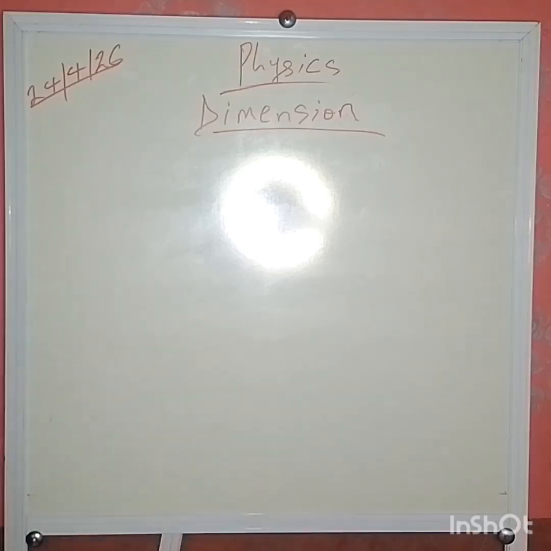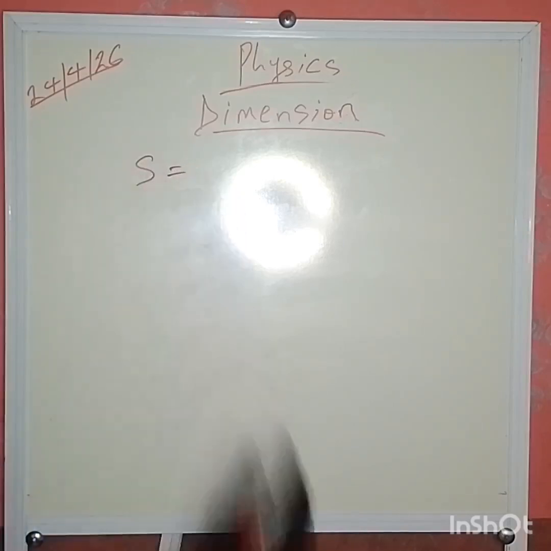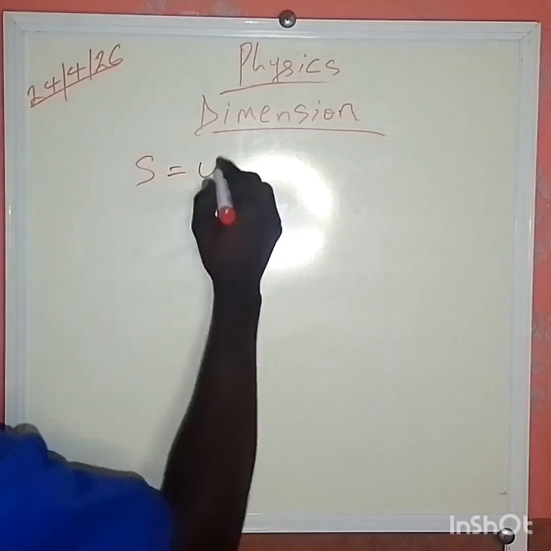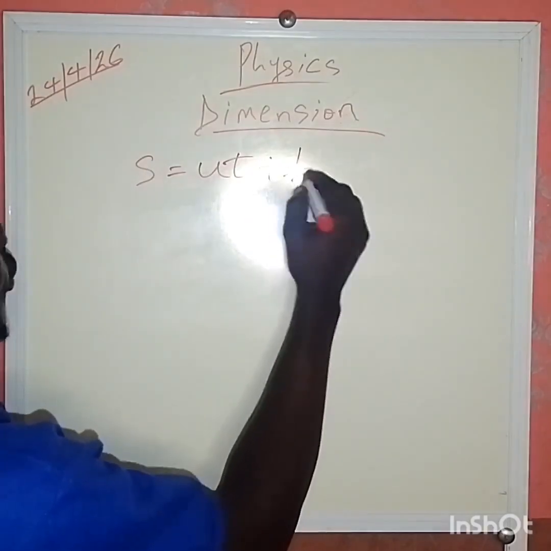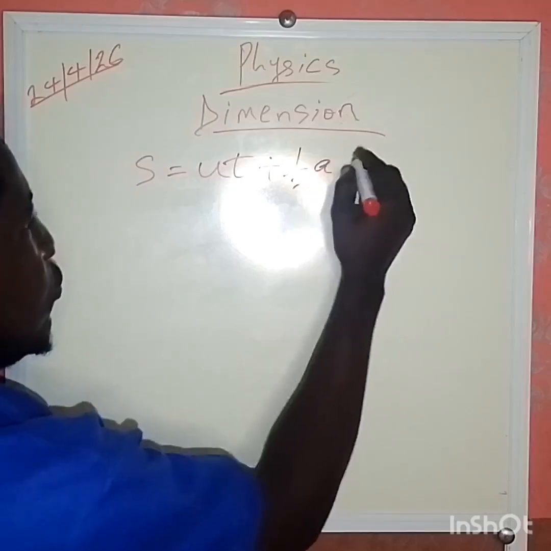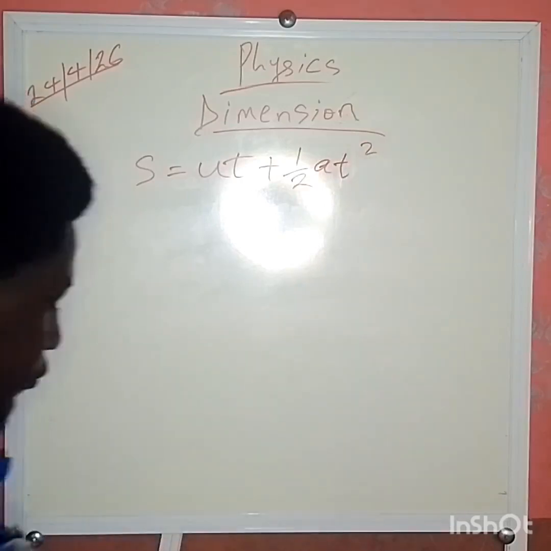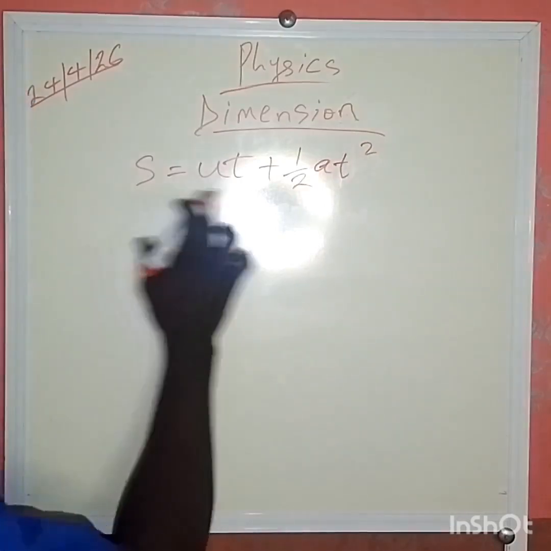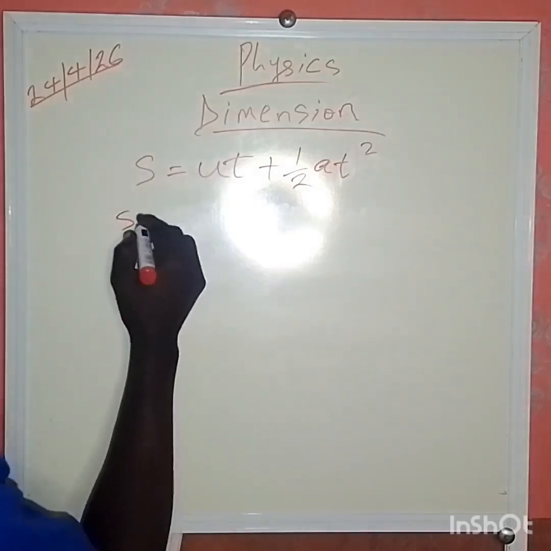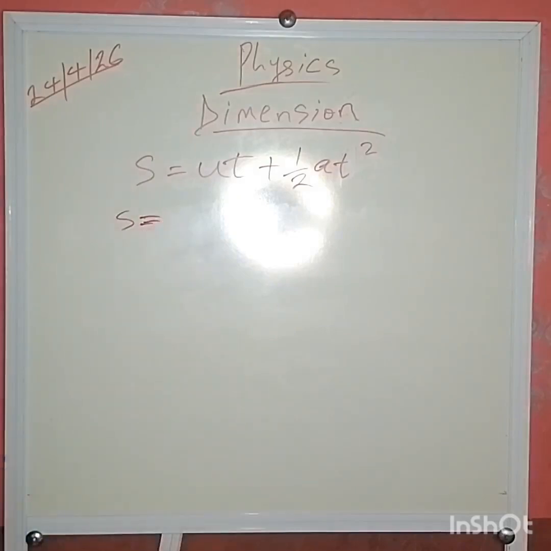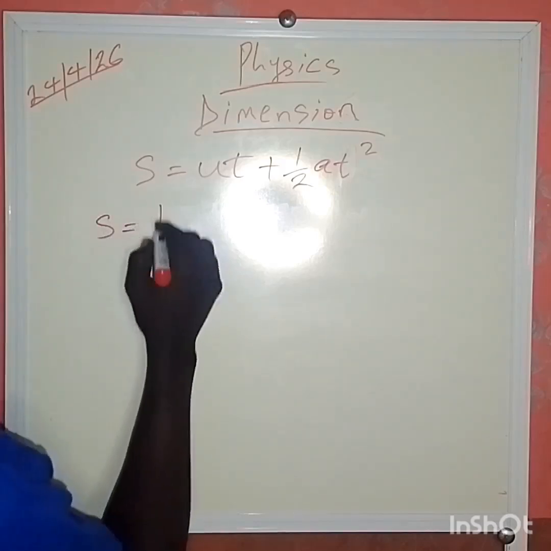Now, today I just want us to look into this particular question. We want to use dimension to check whether this physical equation is correct or not. Now this one, S is equal to UT plus 1 over 2 AT squared. Let us define or let us know our parameters.